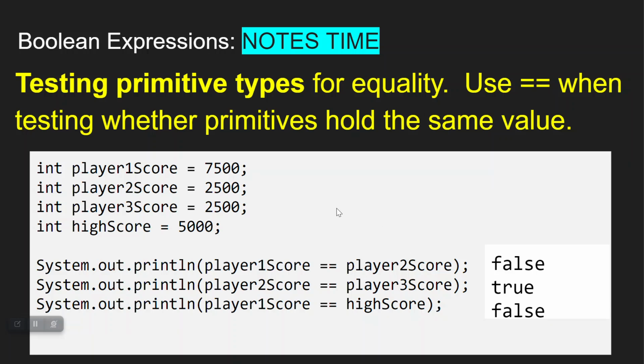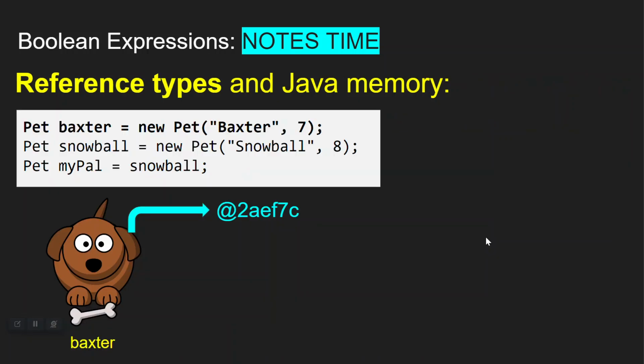So Boolean expressions are pretty straightforward when you're testing for primitive data types. You just use equals to see whether or not they are the same. But things are different when we're talking about reference data types. And what you have to remember is that reference data types are pointers or references to addresses in memory. So if you create a pet object, if I did pet Baxter equals new pet, and then passed in Baxter and 7 as the name and the age, what this actually does is the variable name Baxter is a pointer to an address in memory.